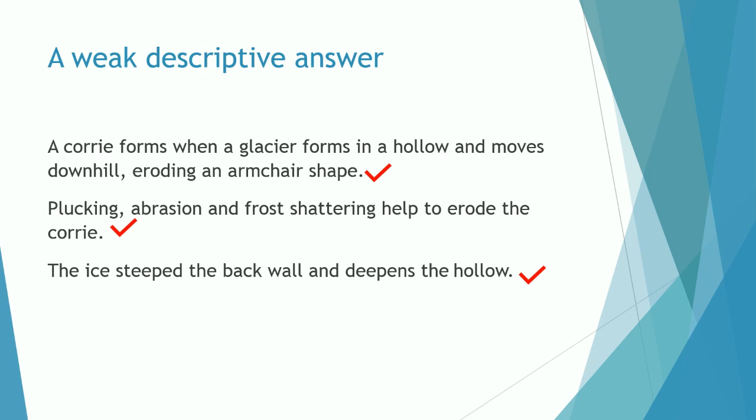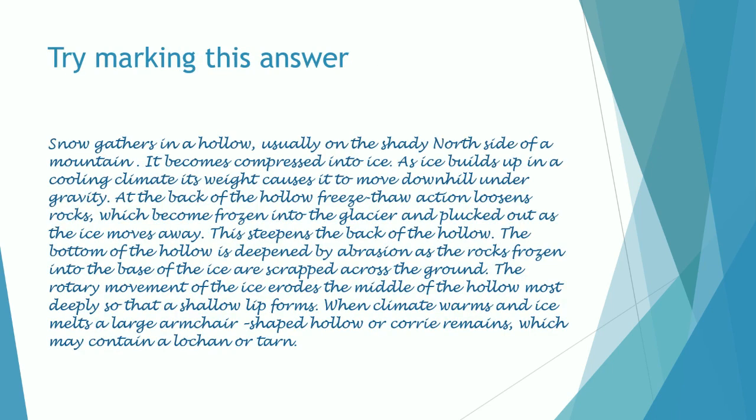A weaker answer may take the form of a list of descriptive points such as: a corrie forms when a glacier forms in a hollow and moves downhill, eroding an armchair shape. 1 mark. Plucking, abrasion and frost shattering help to erode the corrie. 1 mark. The ice steepens the back wall and deepens the hollow. 1 mark. So even a weak answer, listing some descriptive points, can accumulate a few marks, in this case 3 out of 5 marks. Often markers are restricted in the marks they can award for descriptive points in a case like this. Normally no more than 3 out of 5 marks. However, marks could be increased by using a diagram.